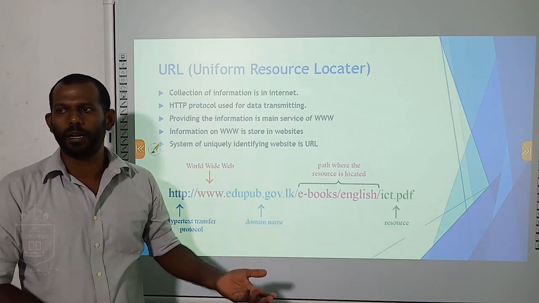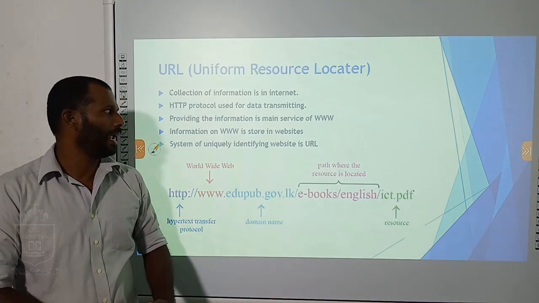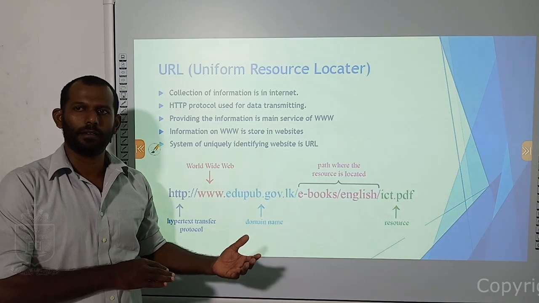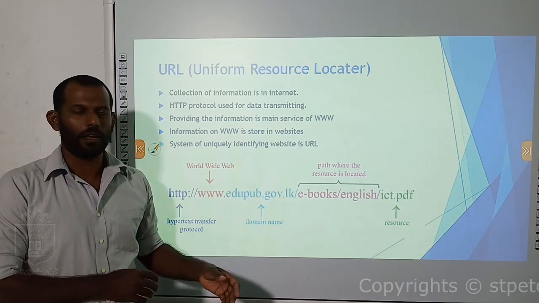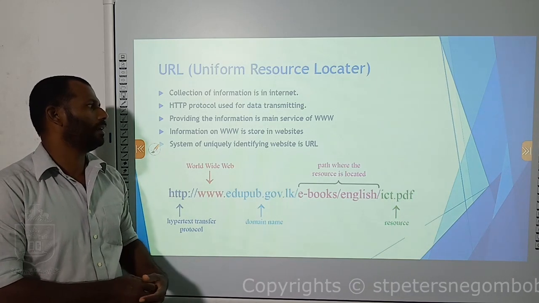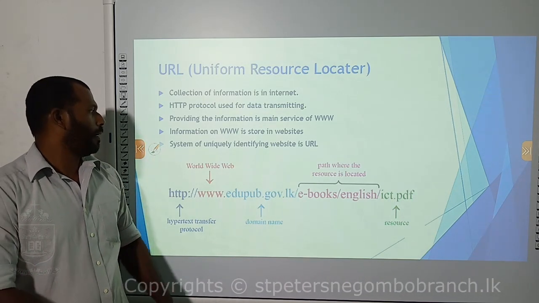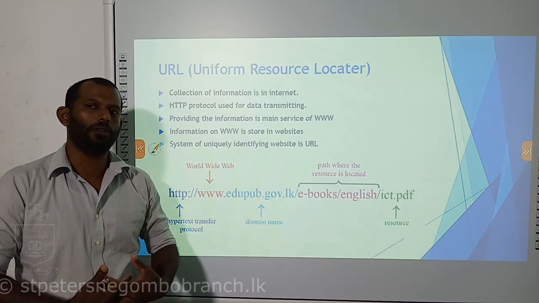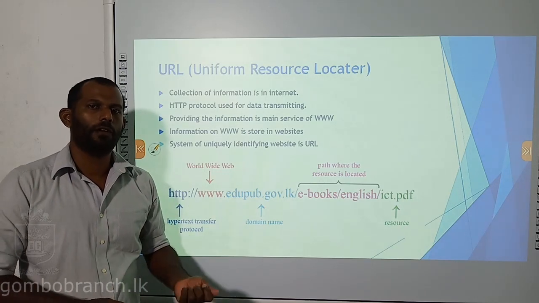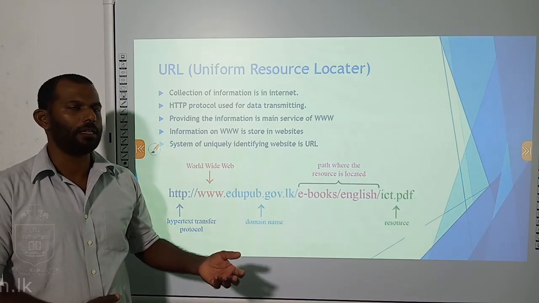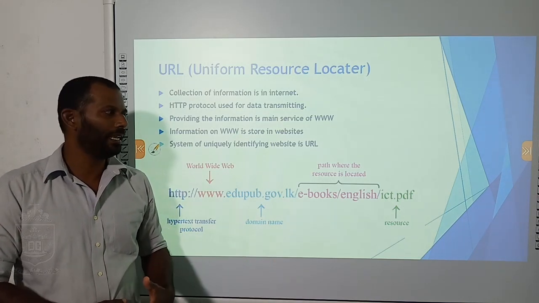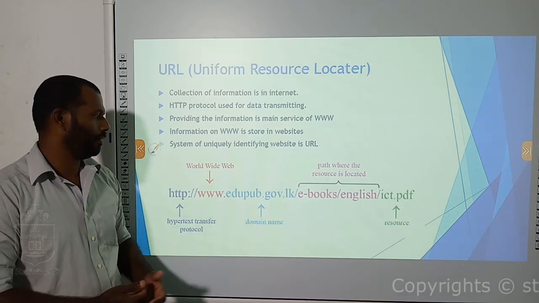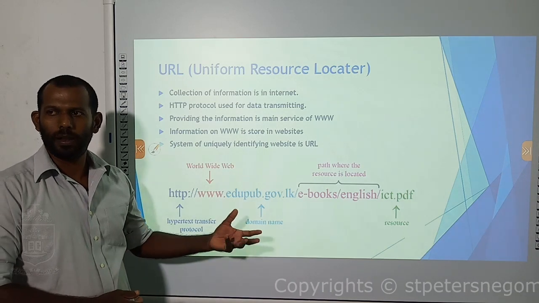I told you www is a service of the internet, and we store information on www, that is, websites. Websites are in www. Next point, the system of uniquely identifying a website. What is that? The URL is the system we use to uniquely identify a web page or device on the internet. I have given an example of a website name, and explained each part of that URL.